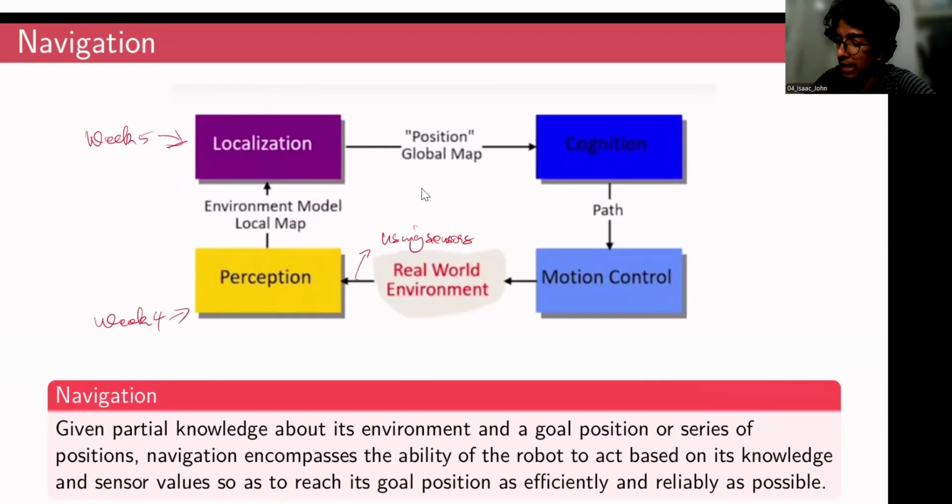So once it has understood its position within the map, for example, the map could either be fed into the robot, right?